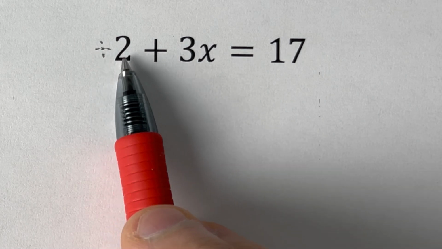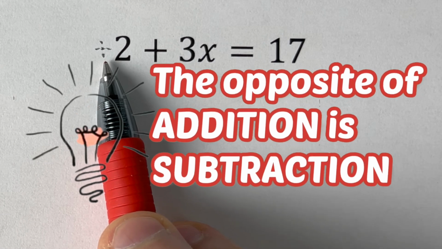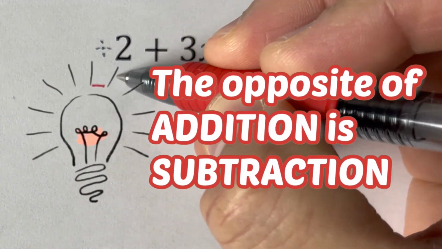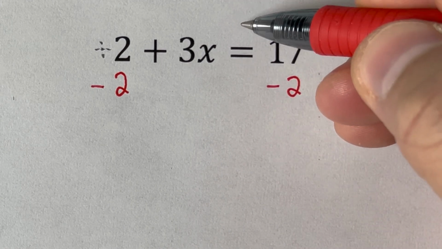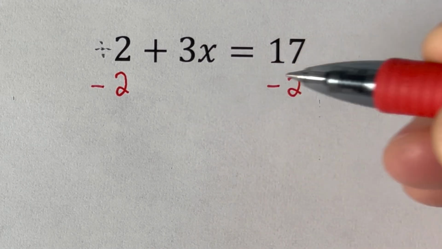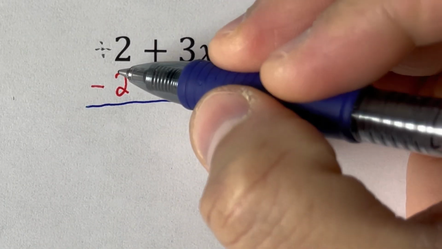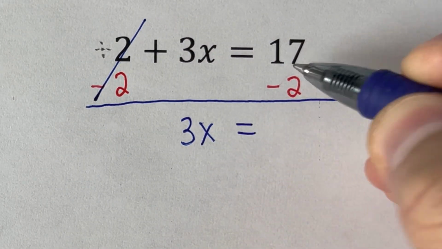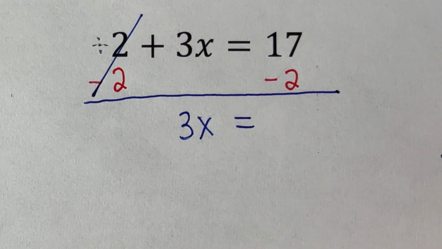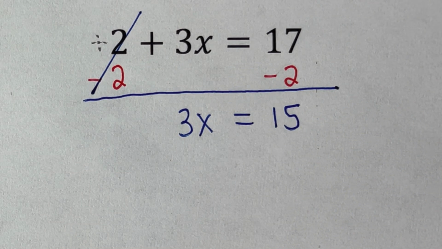Since this is a positive, we remember that the opposite of addition is subtraction. So then we go ahead and subtract 2 from both sides, minus 2 here. Again, you can draw a line on this to separate the left side and the right side of the equation. That should be okay. So then we can go ahead and cross this out. We're left with 3x is equal to 17 minus 2 is 15. So then I go ahead and write 15 here. So then we are left with 3x is equal to 15.